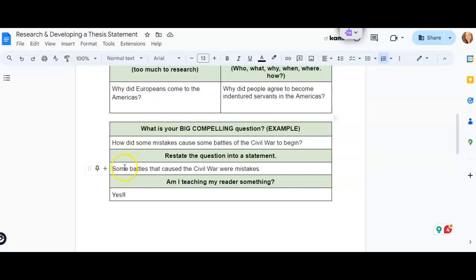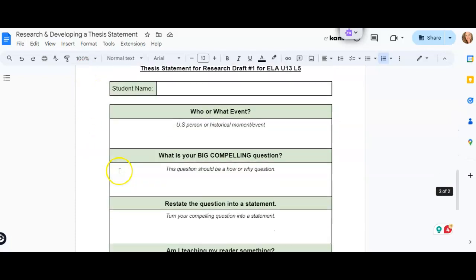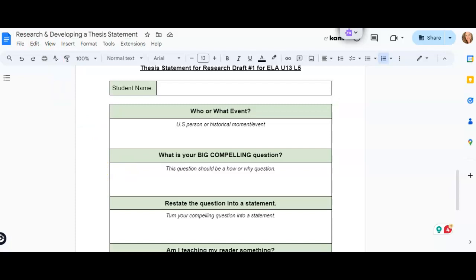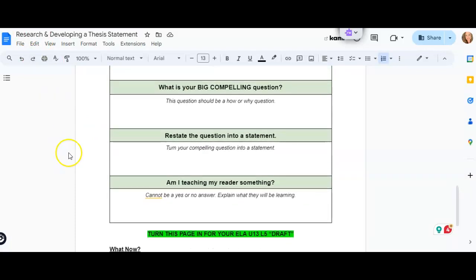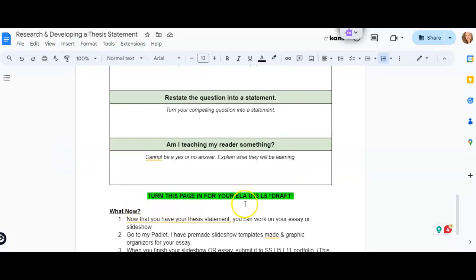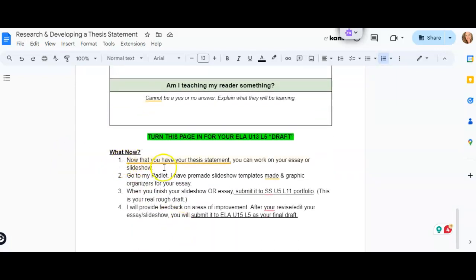Also, you need to restate the question into a statement. So don't make it a question. Take your question here and turn it into a statement. See, it says, how did some of the mistakes cause some of the battles? Right here it says some battles that caused the Civil War were mistakes. Okay, I turned it into a statement. And then if you're teaching your reader something, then boom, you have your compelling thesis statement. So go ahead and fill this out and turn this in and follow the rest of these directions here. Now what?